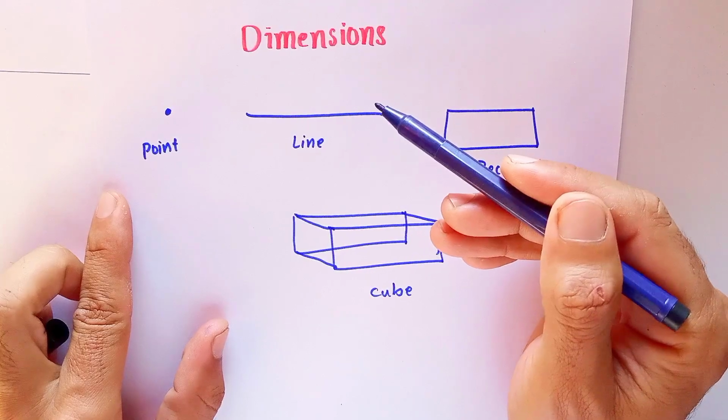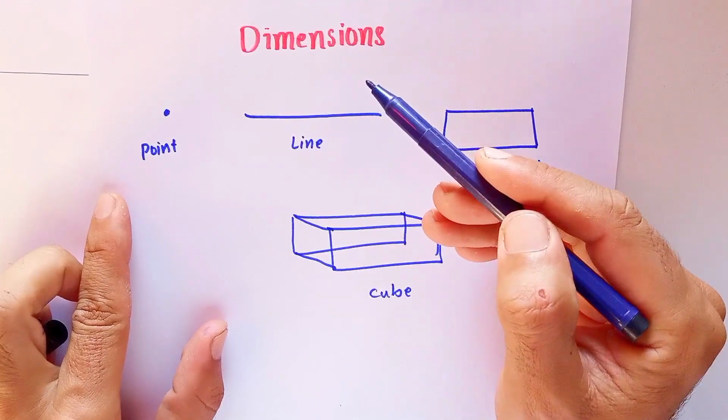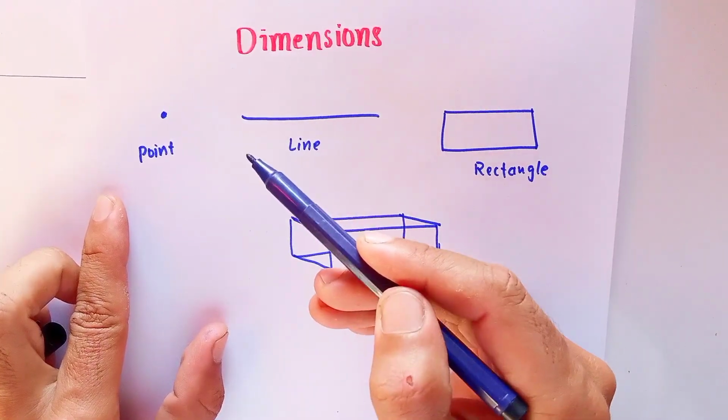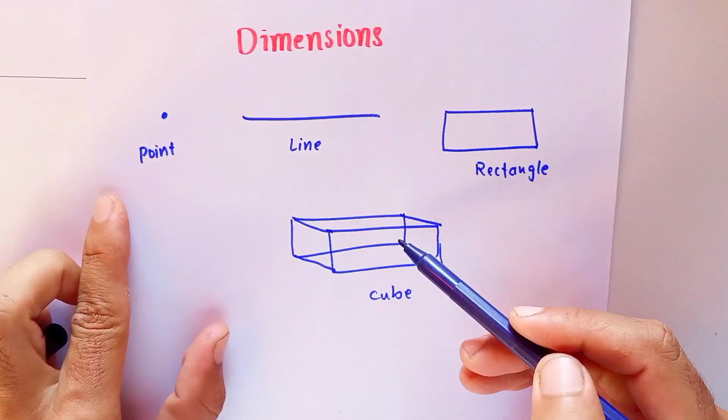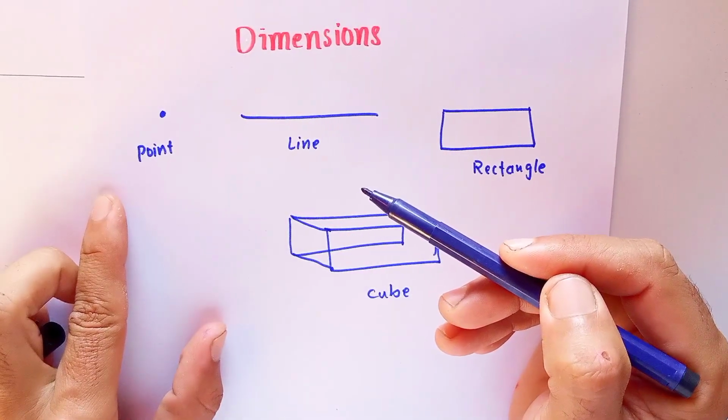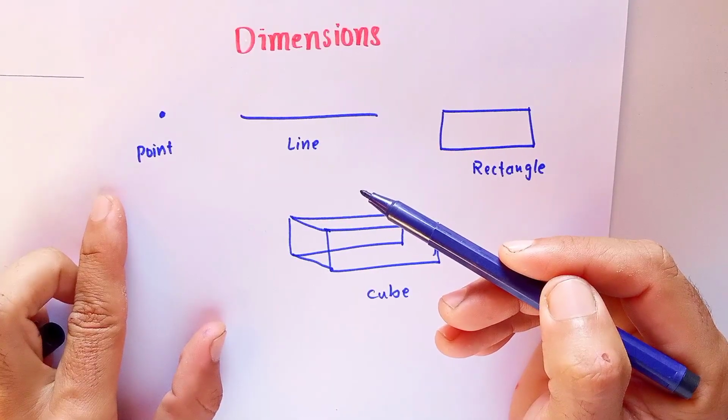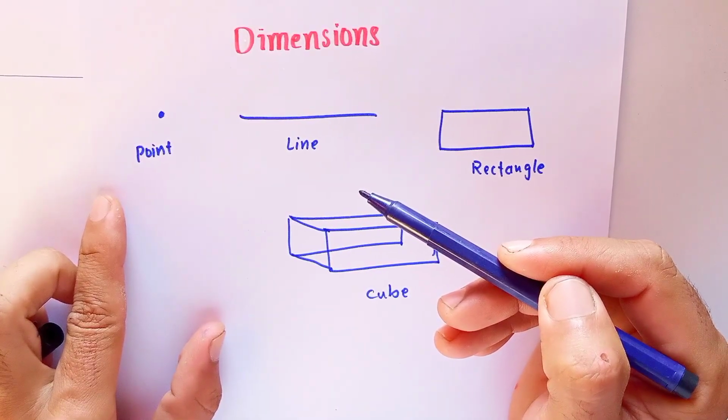Hi everyone, in this lesson we are going to focus on the dimensions in mathematics. In this lesson you will learn how many dimensions a point, line, rectangle and a cube have. So in mathematics, dimension is actually the number of directions or measurements needed to describe an object.